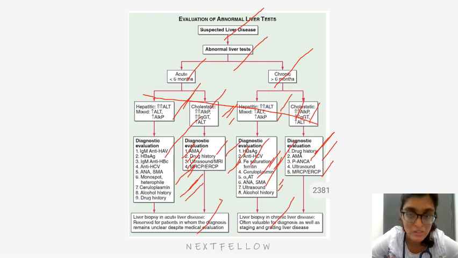What are the causes of cirrhosis? What are the causes of hepatitis? Serological tests, ferritin and ceruloplasmin for Wilson's disease and hemochromatosis. All these things, hepatocellular carcinoma or autoimmune hepatitis, you need to rule out. So accordingly, we'll do the evaluation.